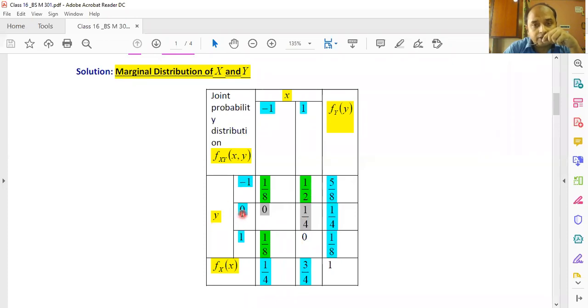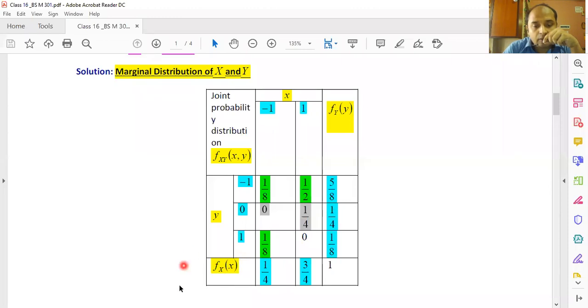Similarly, when Y equals 0, we are adding the two probabilities 0 and 1 by 4, and we are getting the marginal distribution of Y for Y equals 0 as 1 by 4. And when Y equals 1, we are calculating the marginal distribution of capital Y as the sum of these two values, 1 by 8 at X equals -1 and 0 when X equals 1. So we are getting 1 by 8.